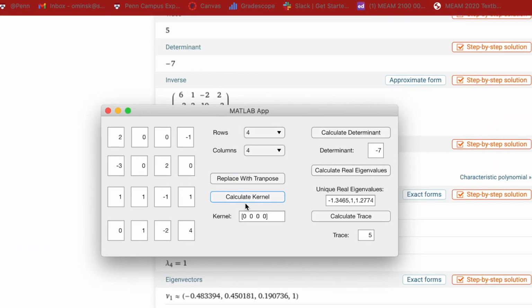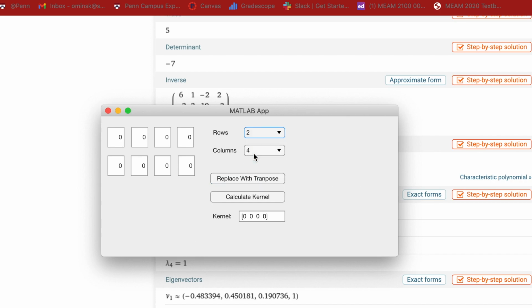and we see the determinant found as -7, we found -7. Another cool thing is we can just replace this matrix with its transpose, like this, and it flips them across the diagonal. You can also see this for a smaller matrix.